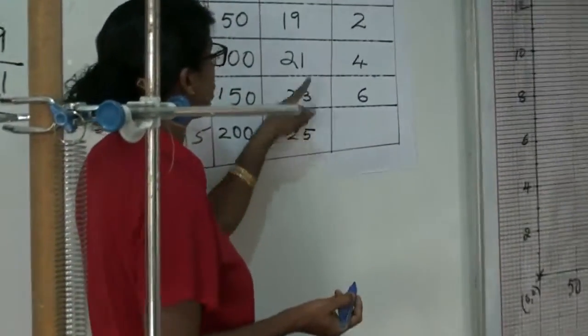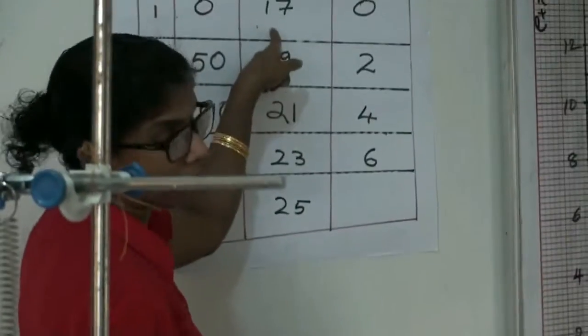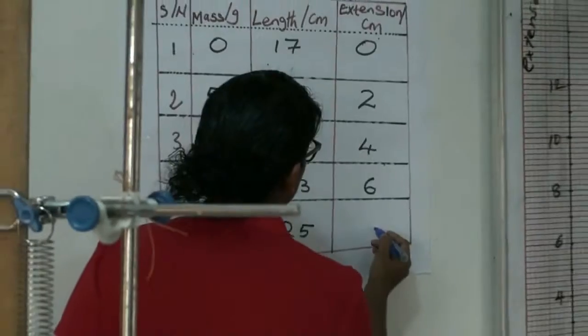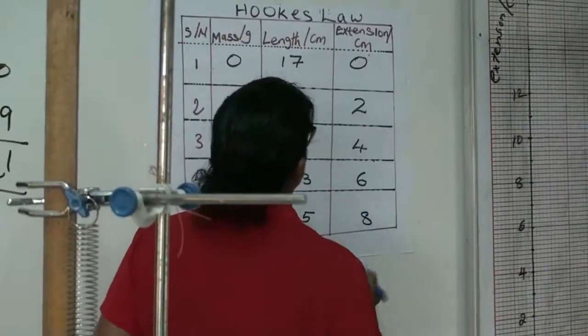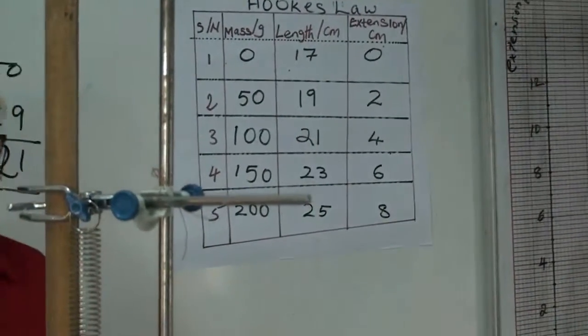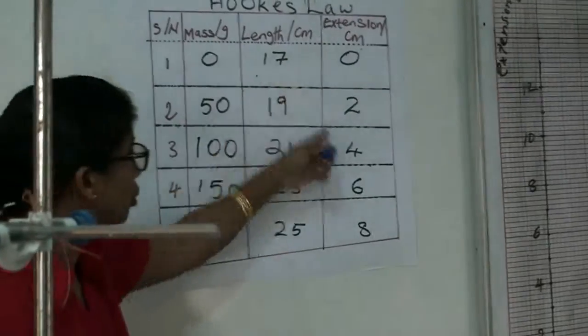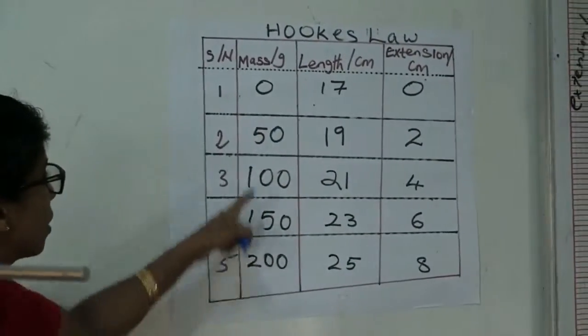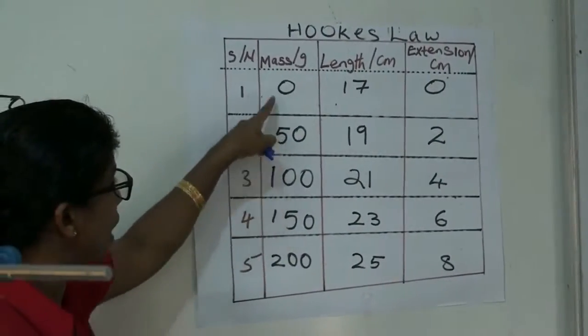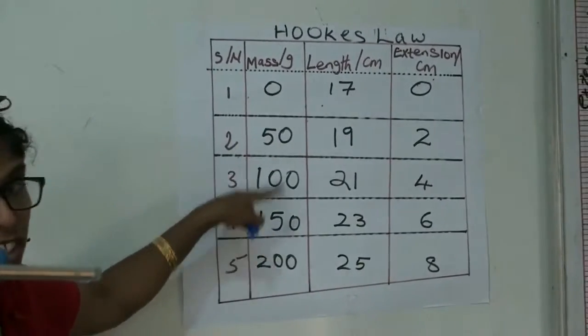So what is the extension? 25 minus 17 is 8. 8 centimeter is the extension. So we got the extension, and we got the mass. As a mass, we added 50 grams each time, we increased 50 grams.